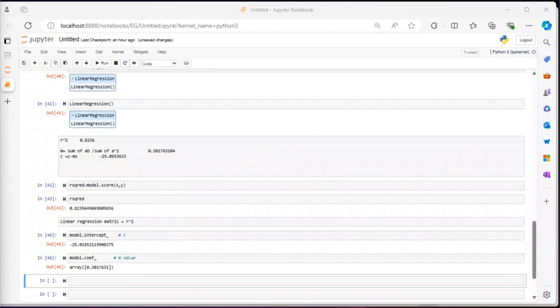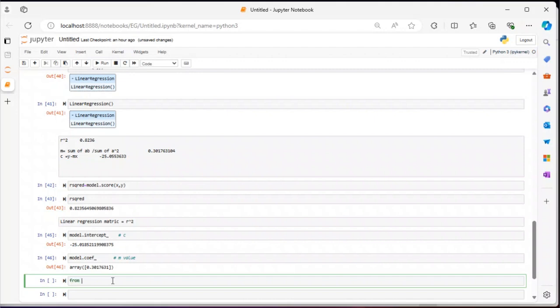Now we can use the same thing for getting the y value. For each and every y value, we can calculate this. And there is another metric called RMSE, root mean squared error. It indicates the error between the actual and predicted values. Obviously the error should be minimized. If there is less error, then the model is better.